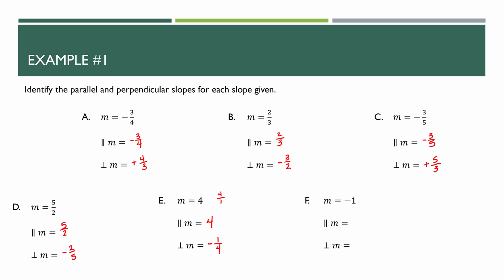So F gives us another opportunity to do this. Parallel slope is the same. Perpendicular slope, opposite, and then I need to write this as a fraction so I can flip it. So negative 1 over 1. So now when I flip it, I still have 1 over 1, which would just be positive 1. So the slope negative 1 and positive 1 are opposite reciprocals and they're perpendicular to one another. Even though they may not look like reciprocals, they are.